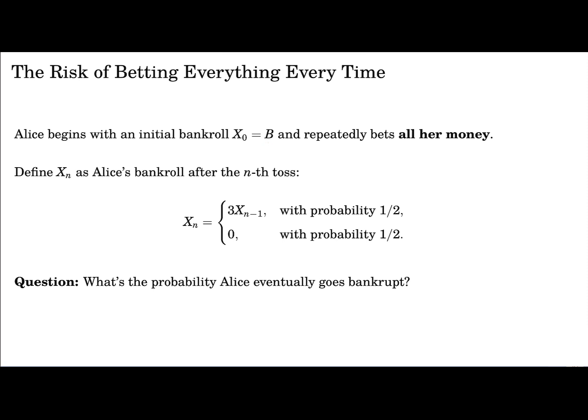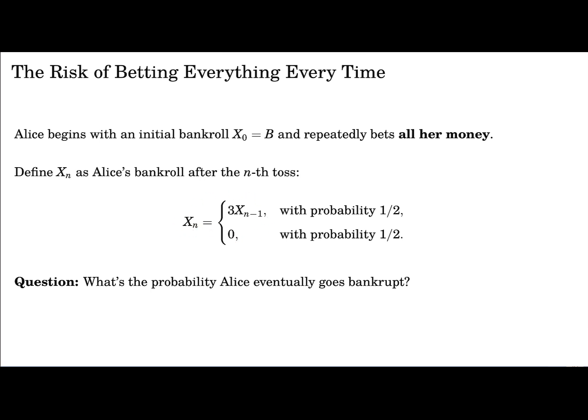Now the idea is that she repeatedly bets all her money. So what's going to happen here? If we call xn Alice's bankroll after n tosses, then if she wins a round, she gains twice her bankroll. Her new bankroll is her original bankroll plus twice the amount, so she ends up with 3 times her previous bankroll if she wins, which is half the time. But if she loses, she loses everything because she's betting all her money. This is what our random variable xn looks like.